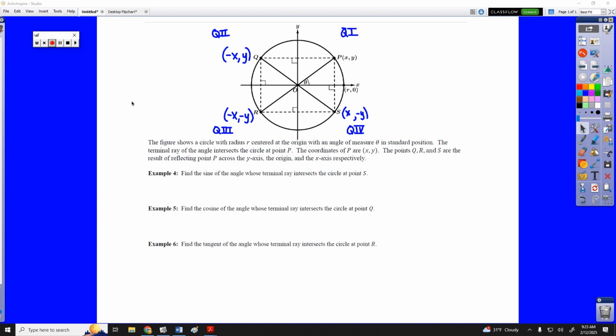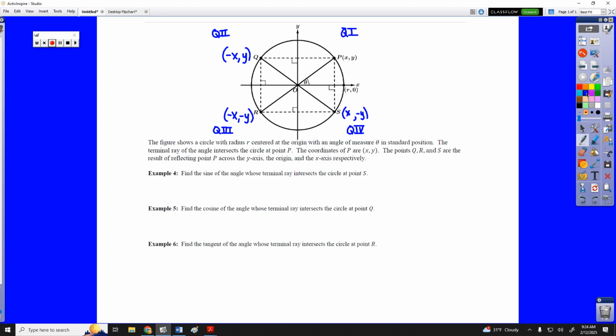Examples 4, 5, and 6 for the 3-2 Part 1 notes are a continuation of example 3, so we're still using that same image where we have now written in our coordinates for Q, R, and S, which are reflections of point P across the y-axis, origin, and x-axis. Example 4 asks us to find the sine of an angle whose terminal ray intersects the circle at point S.